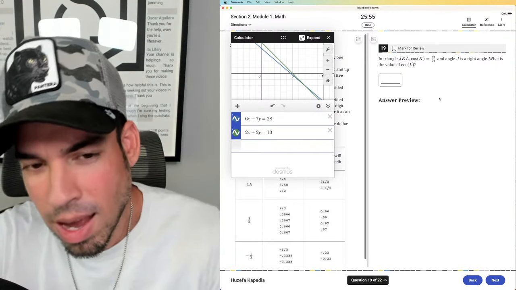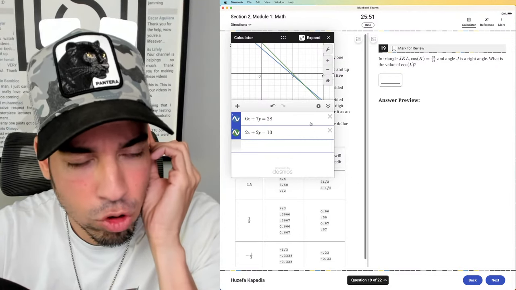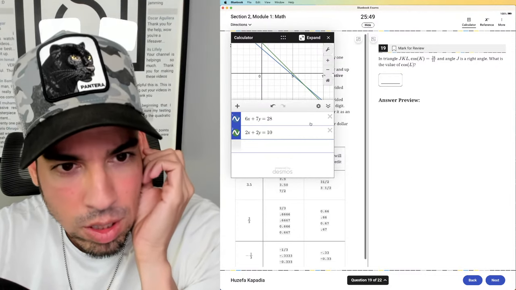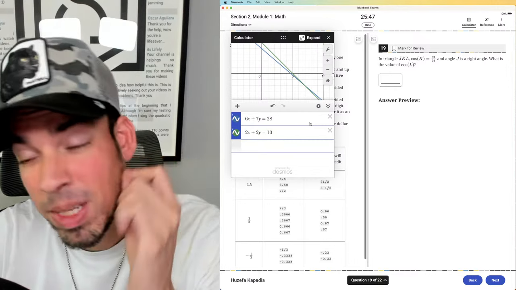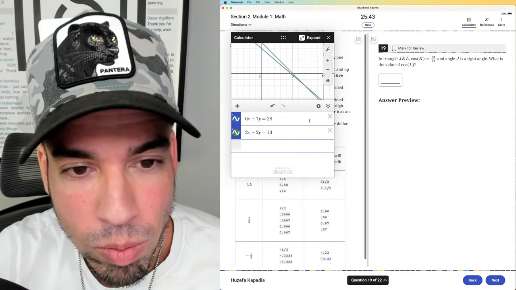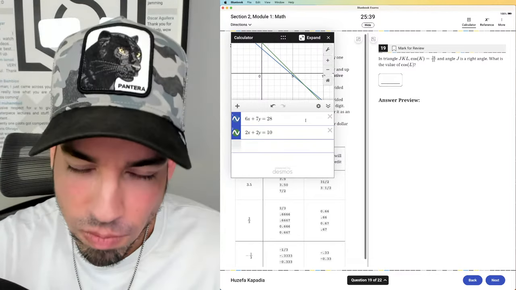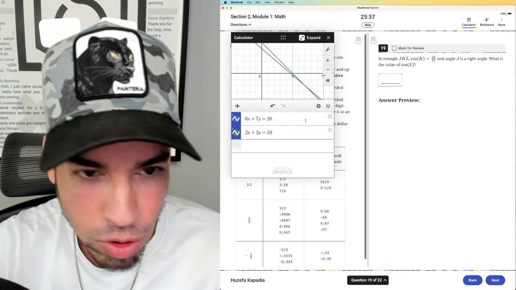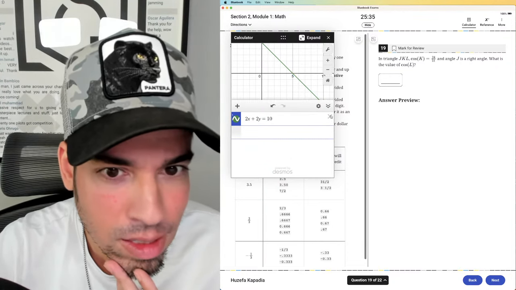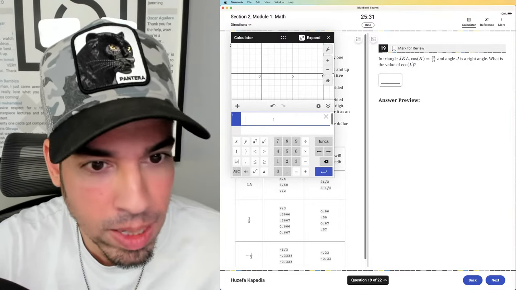Can you do a hack with this one? I think you could if you drew it out. Wait, let me think. We know that cosine of, I always draw these out. Trying to think here. Y equals cos. Okay, I guess. Oh, wait, you can do a hack. Oh my God, I just thought of this.